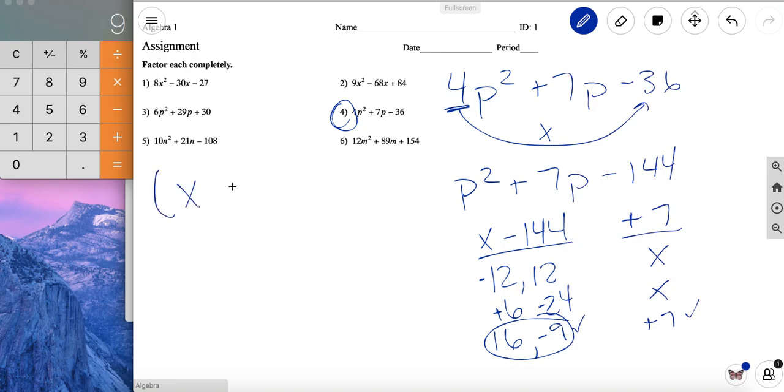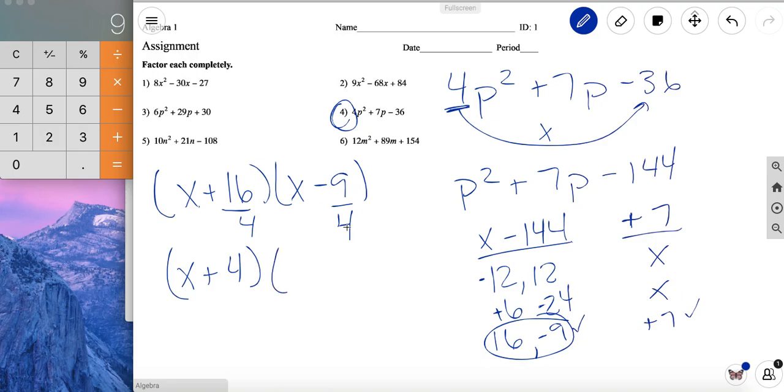So I write them in parentheses, x plus 16, x minus 9. Now, remember, we originally multiplied by 4, so now we need to divide by 4. This gets us a nice number. This does not get us a nice number, and we can't reduce that anymore, so we're just going to take this denominator and swing it out in front. We know that this is an answer.